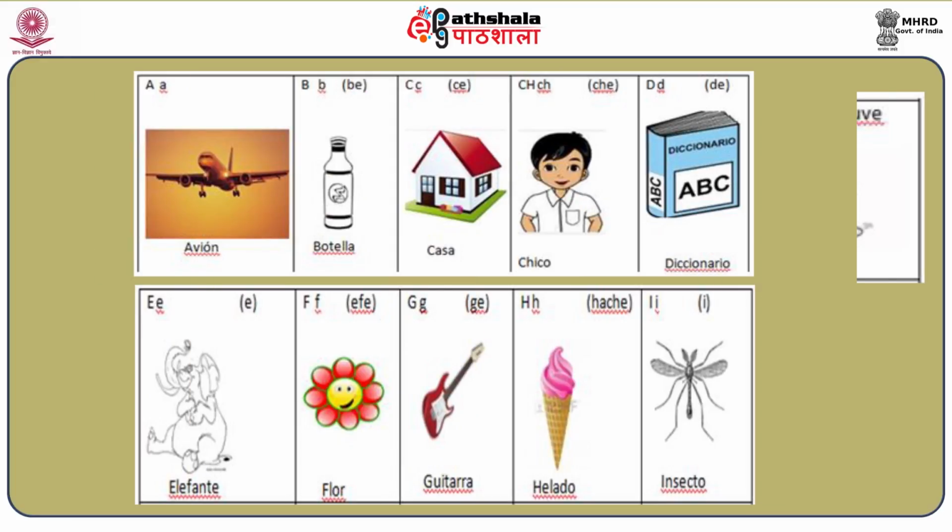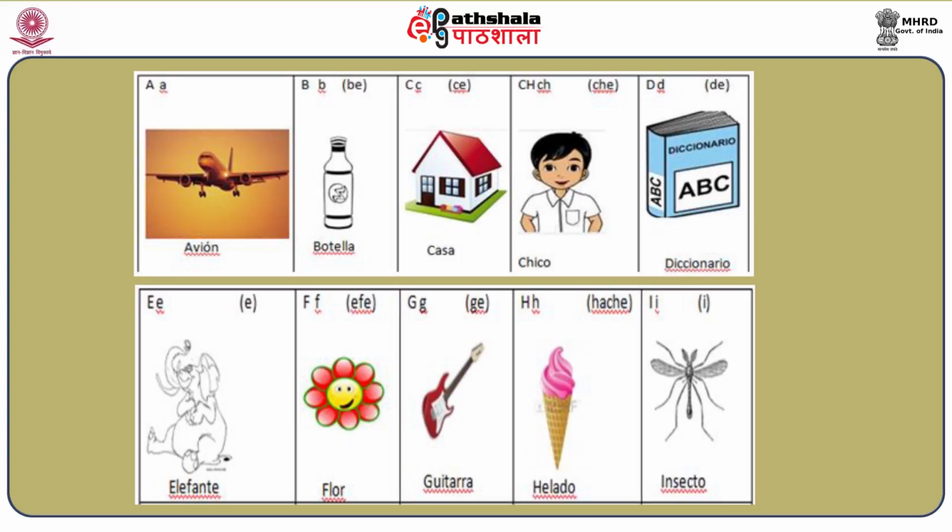Now let's see once again the alphabets. A is A as in avión. B is B, B as in botella. C is pronounced as C, C as in casa. CH is pronounced as Che, Che as in chico. D is pronounced as De, De as in diccionario.